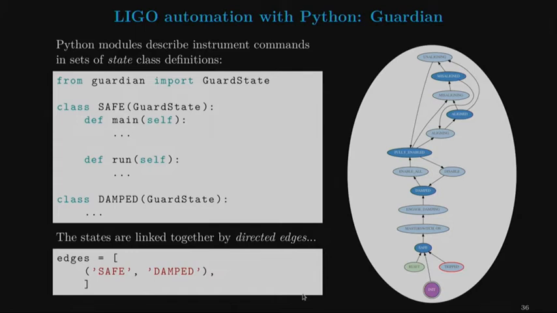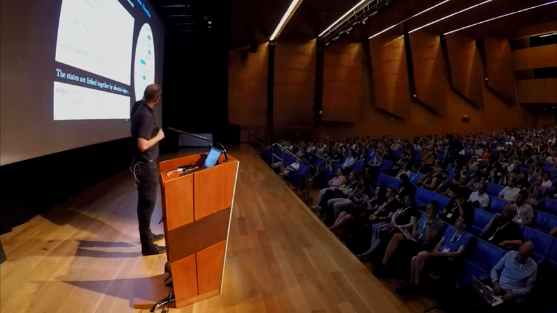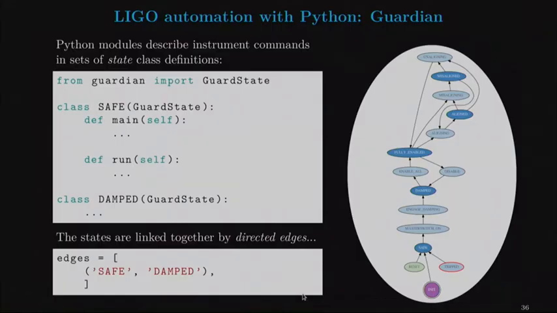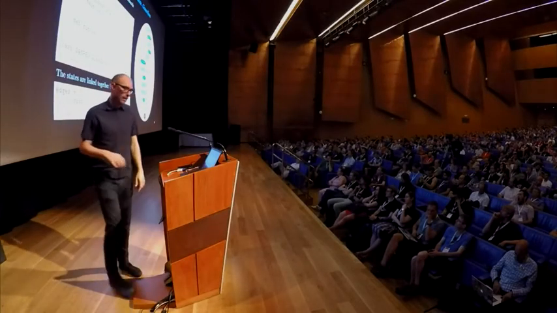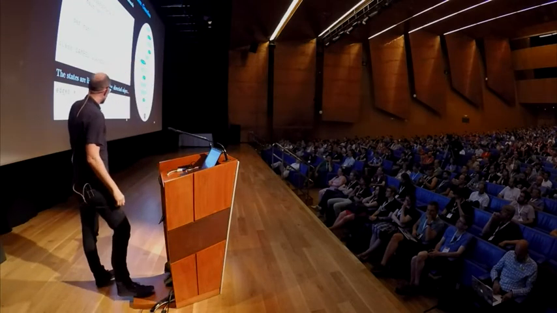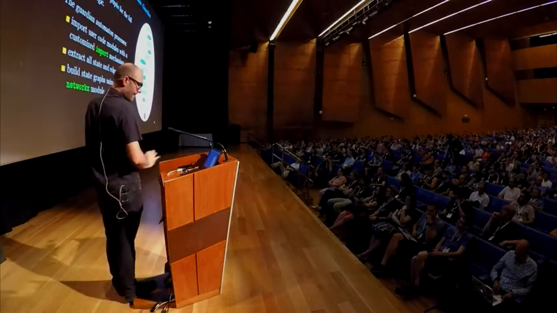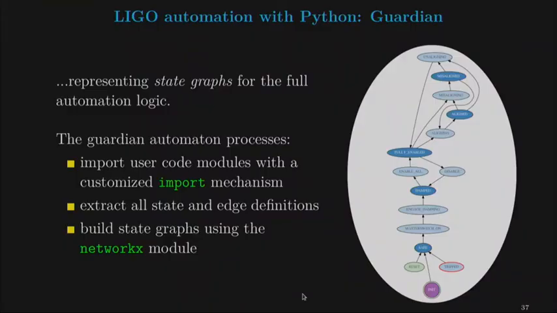It has a couple of methods that get overloaded. So safe is the name of a new state. Damped is the name of a new state. It has two methods, a main and a run method. I won't get into the details of how those are executed, but basically they just have some commands in them. You know, flip this switch, set this gain to be something else, turn on these filters, stuff like that. Then we have edges, which is a list of tuples, which just represent connections between the ovals. So you can see these, they're basically all of these arrows in the graph over to the right. And so this edge would connect the safe state to the damped state. And so that whole thing, those states and those edges, is what we call the state graph.